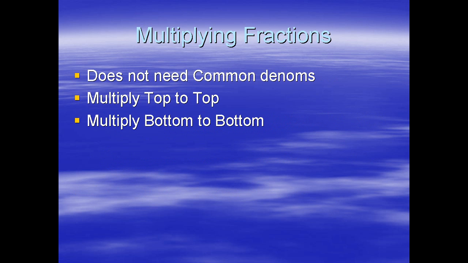So multiplying fractions, you have to just multiply numerator to numerator and denominator to denominator. So you're multiplying straight across. Tops, you're just going to multiply, and bottoms, you're just going to multiply. And that's the easiest one to work with at the present time. But we'll get into combining now.